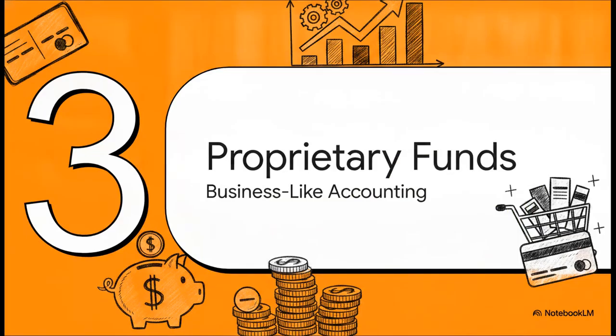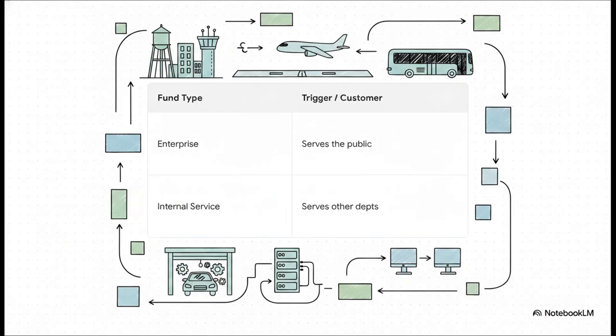Section 3. Proprietary Funds, Business-Like Accounting. When the government starts acting like a business and relying on user fees, we shift gears over to proprietary funds. These are fee-based, self-sustaining operations, and you have 2 types to master. Enterprise funds serve the general public. Think of a city water utility charging residents.